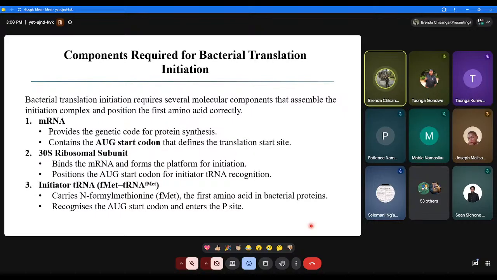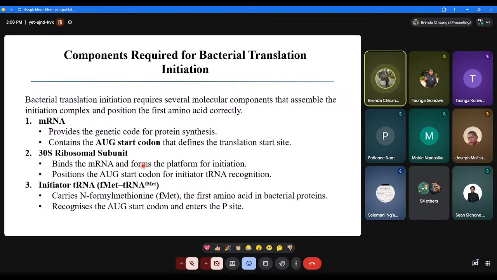That is why on top, on your title, we're saying bacteria. Now, on this slide, we're saying that we need the 30S ribosomal subunit. Here, this is for us to understand that the ribosome, before initiation starts, is not yet assembled. We have got the small subunit and the large subunit.